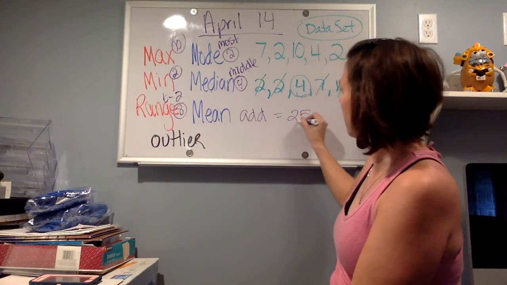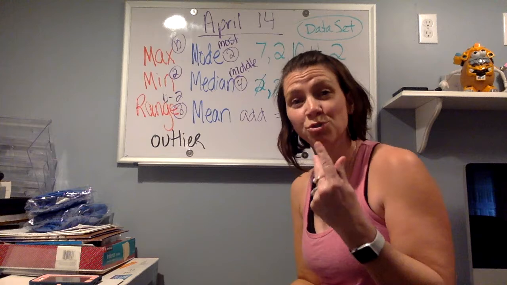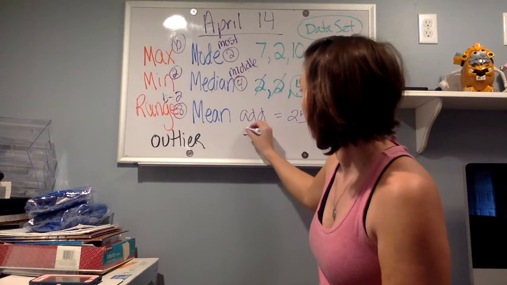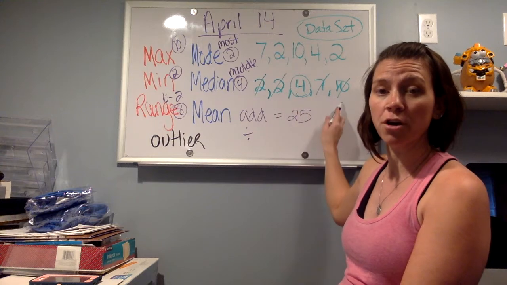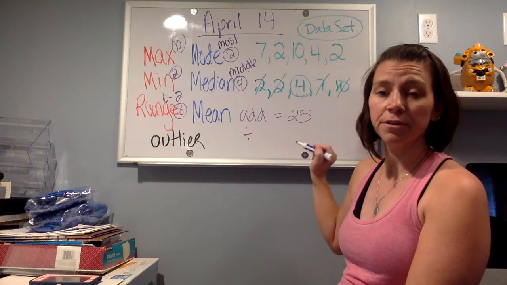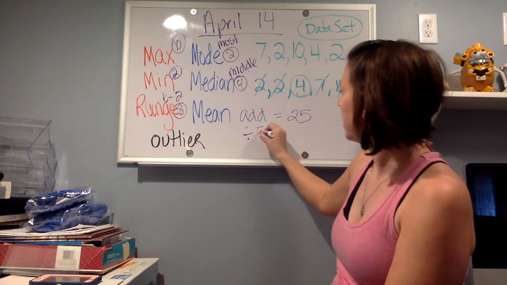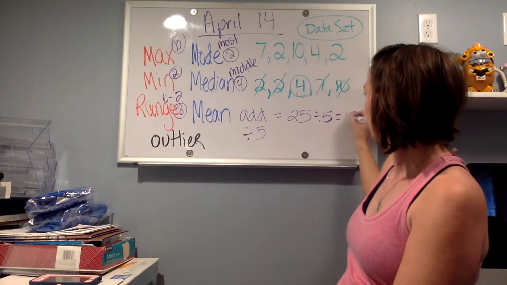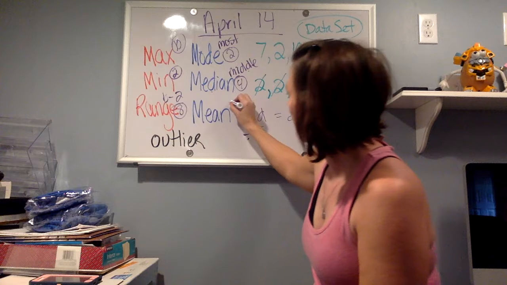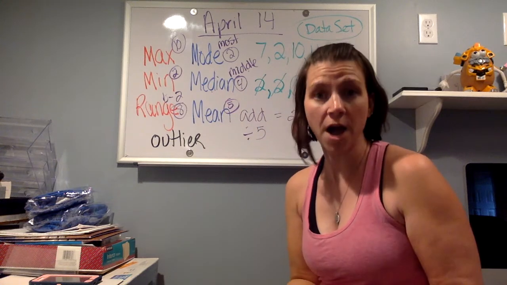But remember, that's not all I have to do. It's 2 steps. After I add, I have to divide. And I'm going to divide by how many numbers there are. And there are 5 numbers. So I need to divide by 5. So 25 divided by 5 equals 5. So my mean is 5.